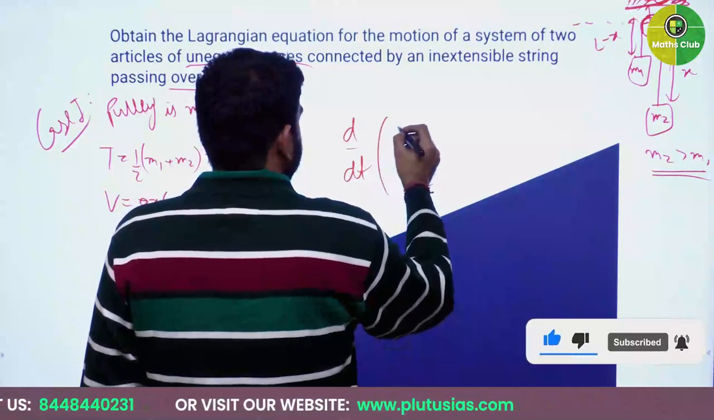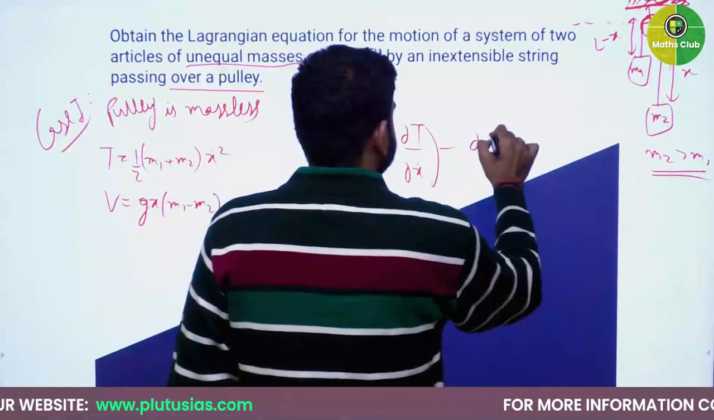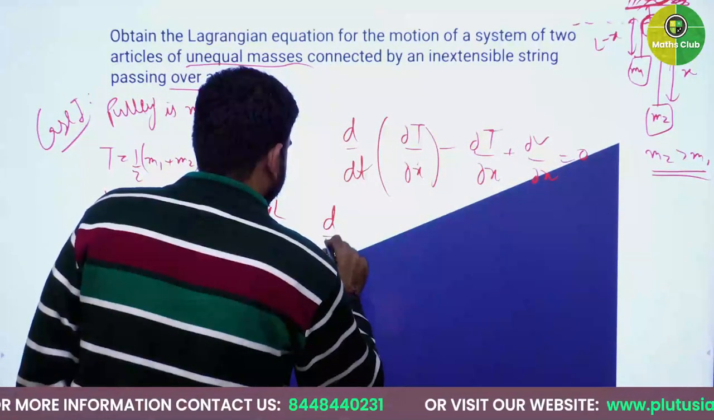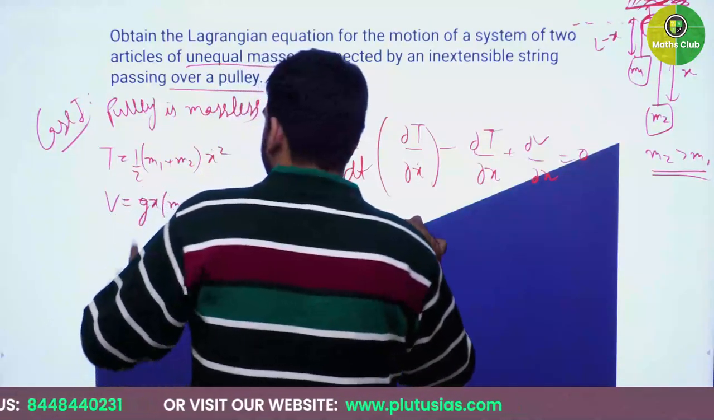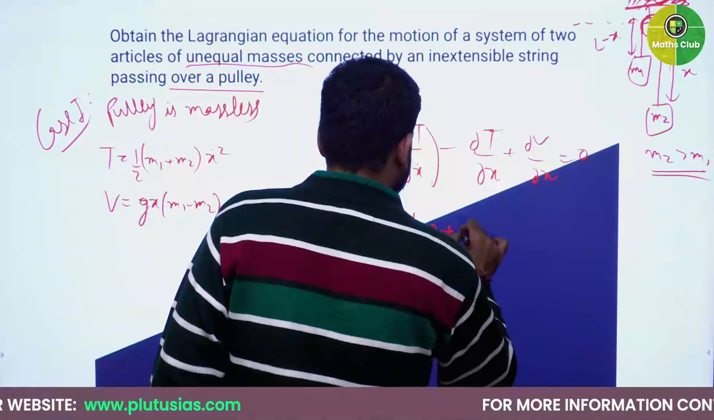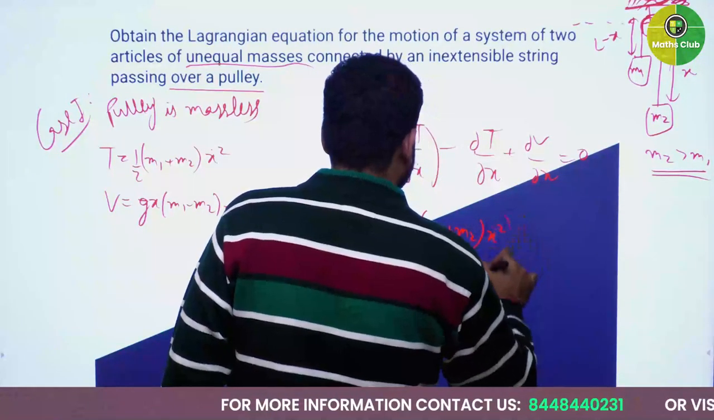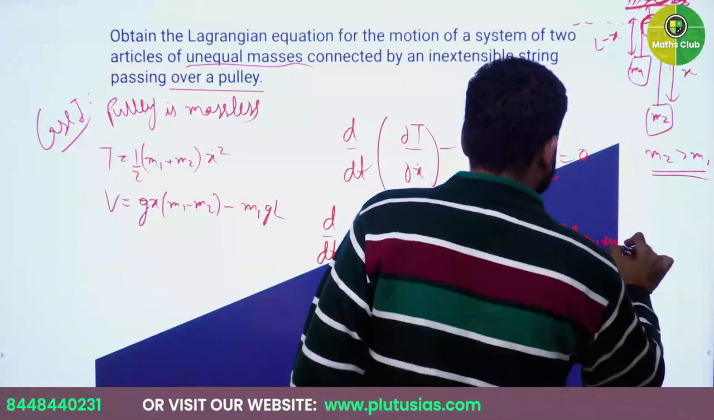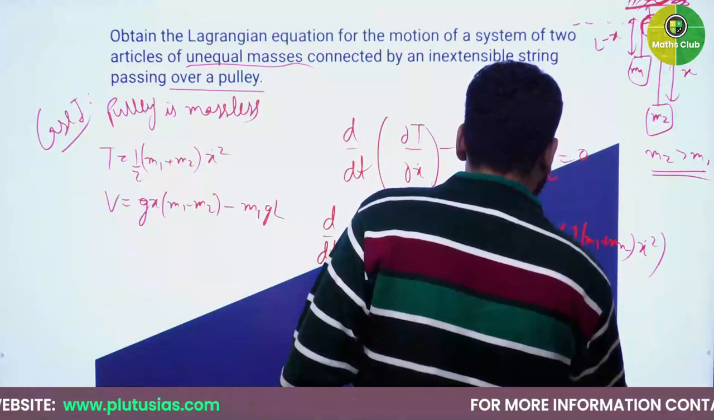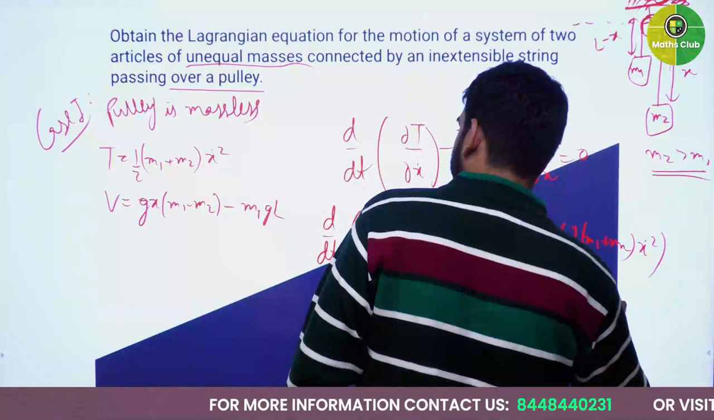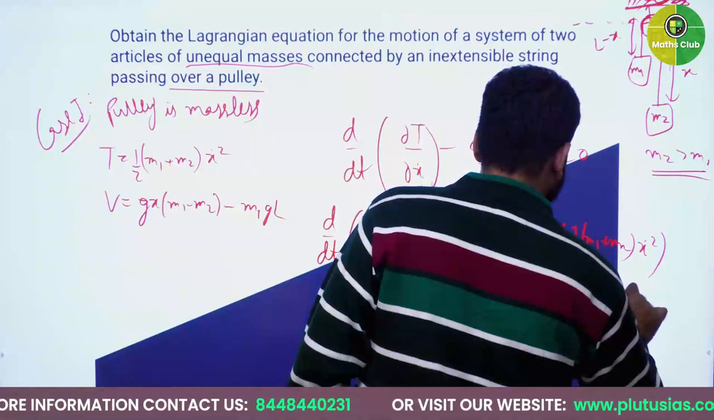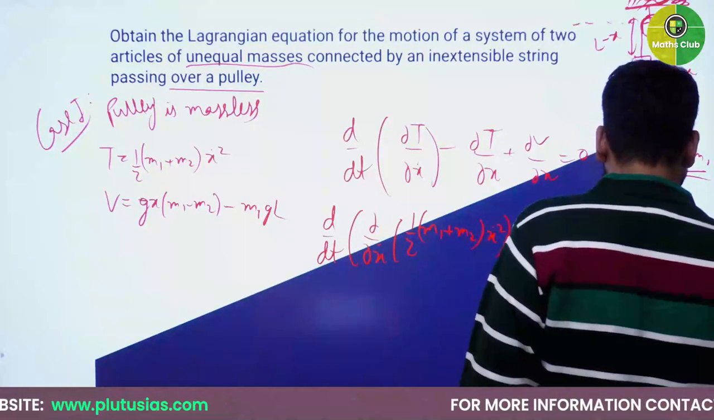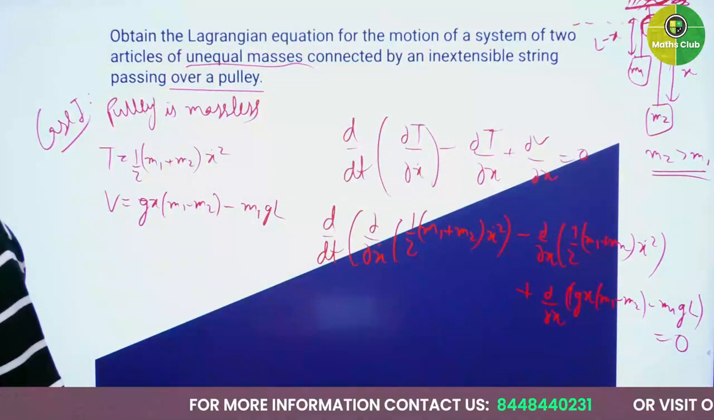So this is our Lagrangian equation. Now we just put in the values. That's it, nothing else to do. The potential and kinetic energy are this. Now we have to solve this again.